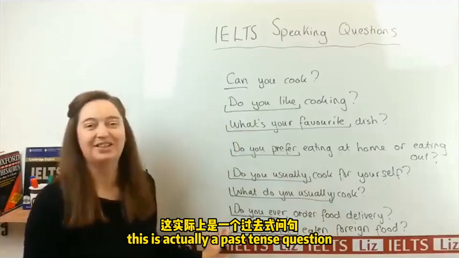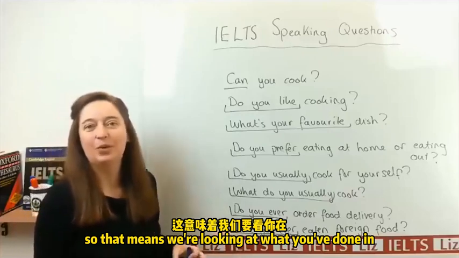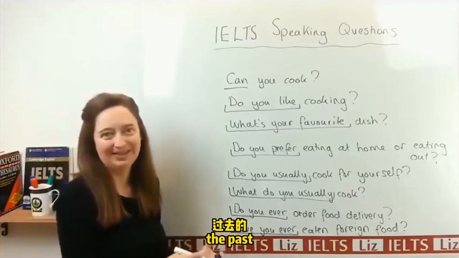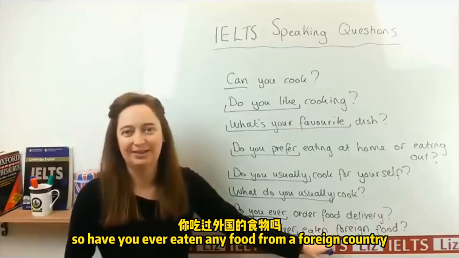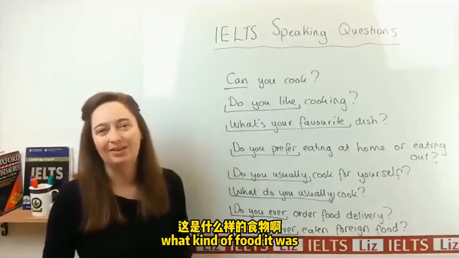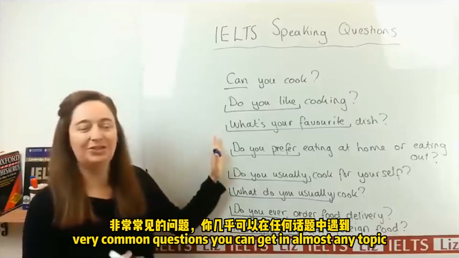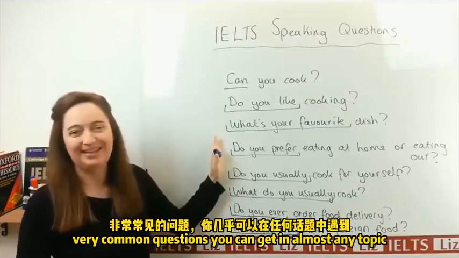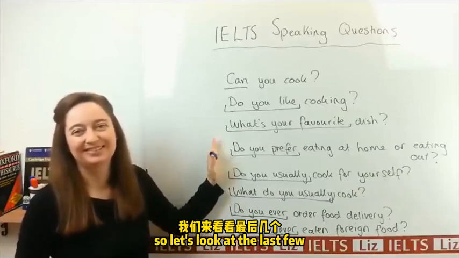And the next one is have you ever? And with this question, this is actually a past tense question. So that means we're looking at what you've done in the past. So have you ever eaten any food from a foreign country? And you can say yes, and you can explain when or what kind of food it was. So again, very common questions you can get in almost any topic.